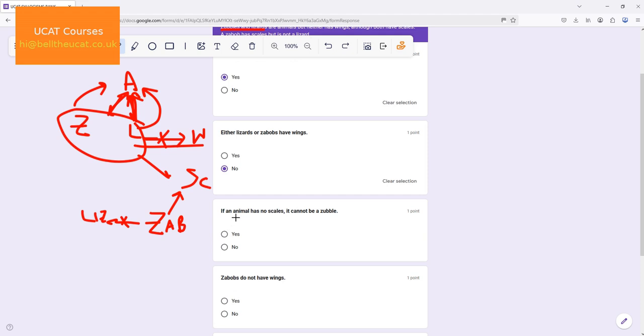Next one. If an animal has no scales, it cannot be a zubble. Answer again, in this case, yes, definite yes. Because it cannot be a zubble, because a zubble has scales. Why?